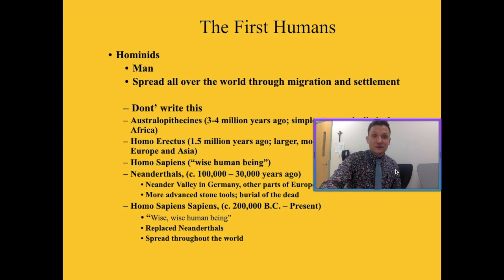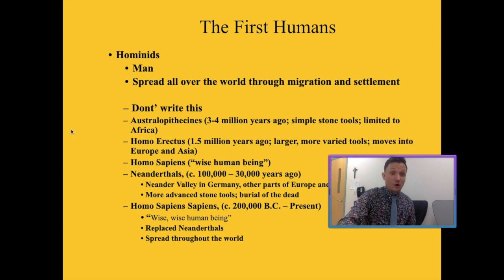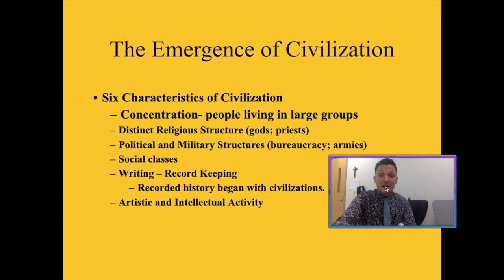So the very first humans, also known as hominids, don't write any of this, but this is just something else we'll talk about in a second, are known as hominids, right? Every Homo sapien is a hominid, but not every hominid is a Homo sapien, if you understand what I'm saying. Hominid is just man, okay? We believe that hominids rose up around 3 to 4 million years ago with Australopithecus, all right? And they eventually are going to spread all over the world through migration and through extreme settlement, okay? Now, here's the thing, though.